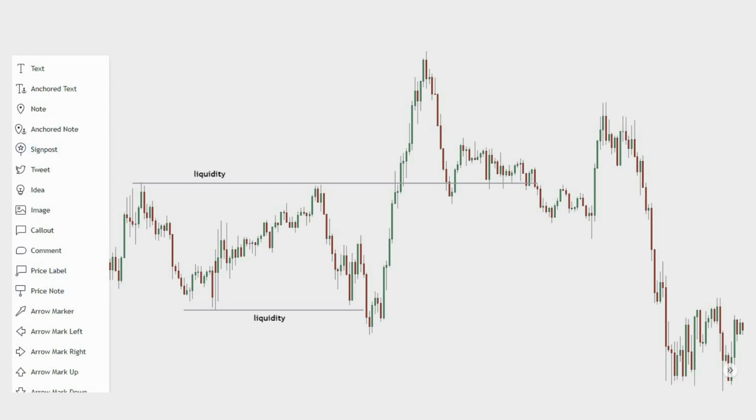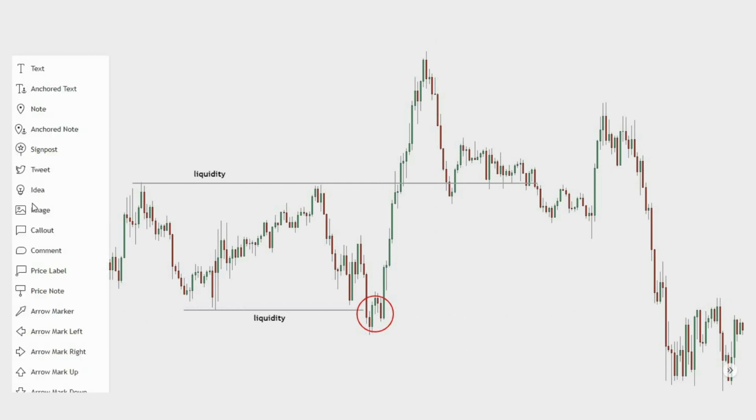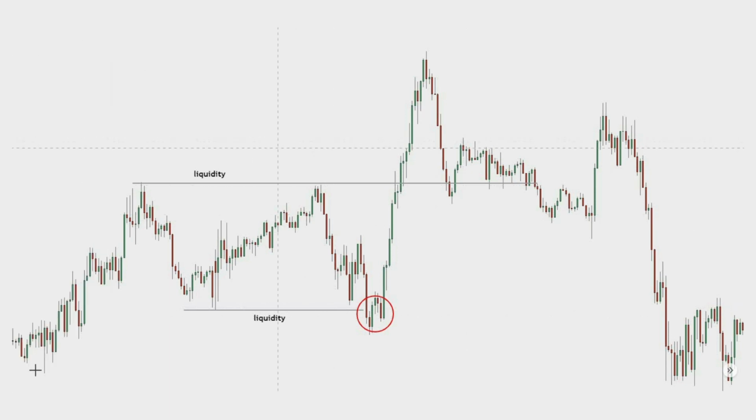So, yes, liquidity is very good to be aware of, especially when it has been swept. Usually once it is swept and an impulse in the opposite direction happens, it can be a great confluence to form a trade idea there, providing it is with the trend and supported.